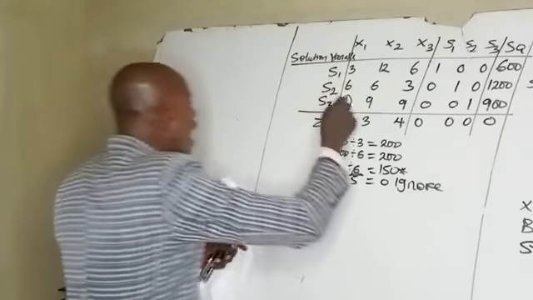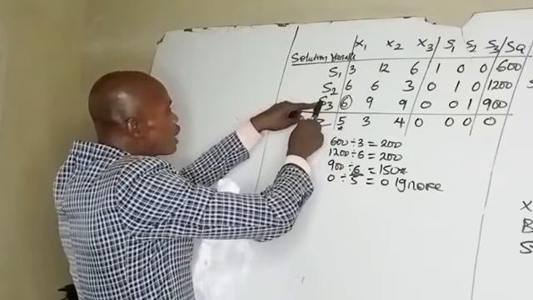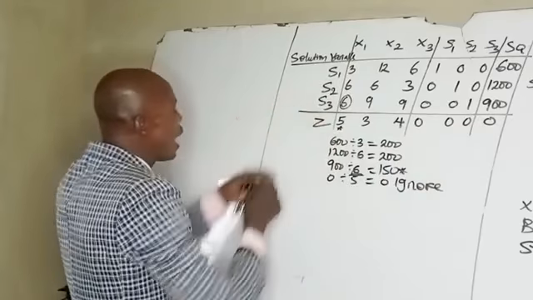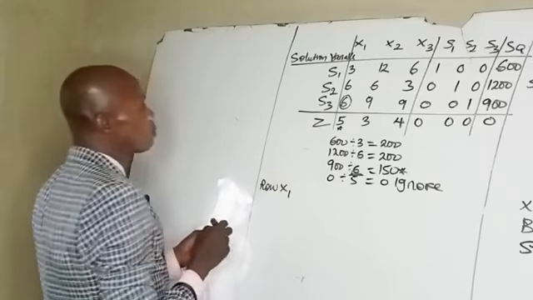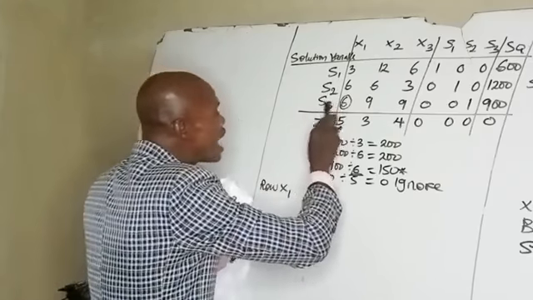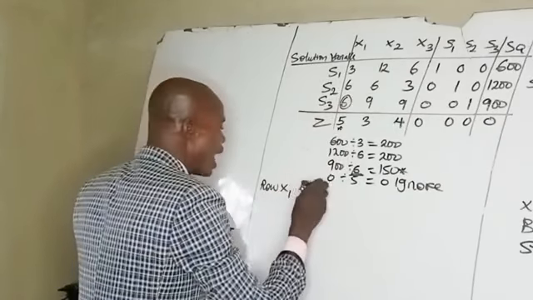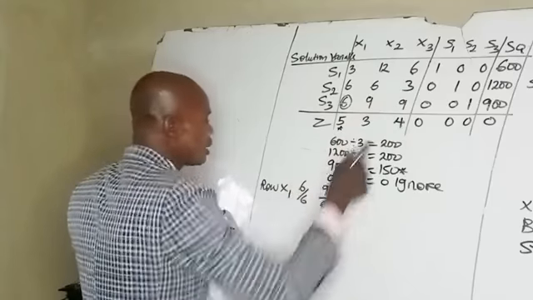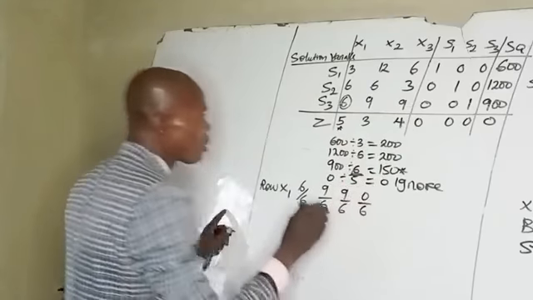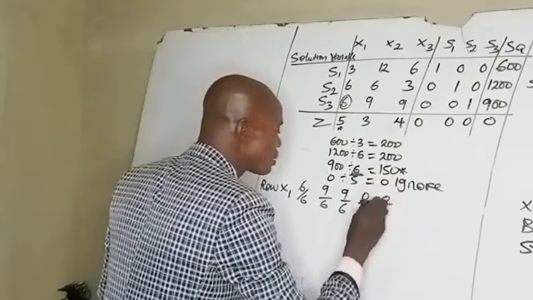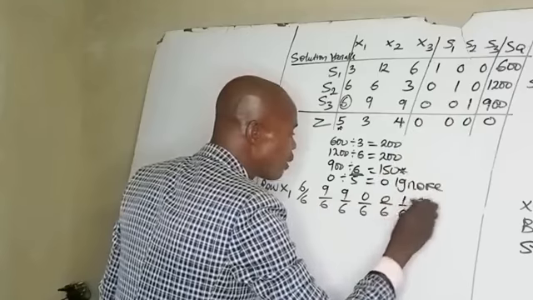Now, since this is our pivot, I've told you the x3 here will be replaced by x1. That means we are now having row x1. So divide every element in this row by 6. So we have 6 over 6, 9 over 6, 9 over 6, 0 over 6, 0 over 6, 1 over 6, 900 over 6.